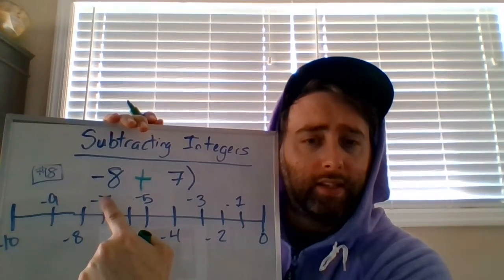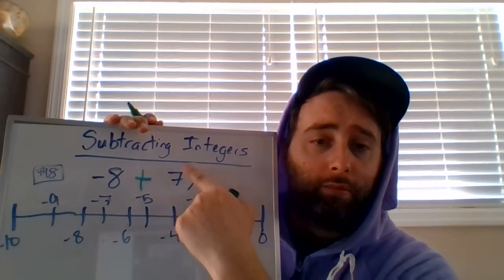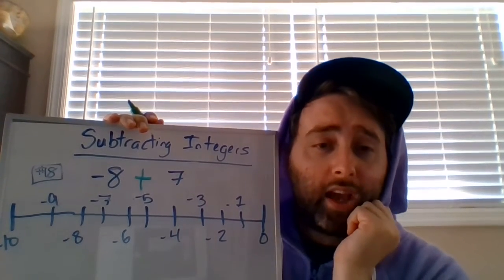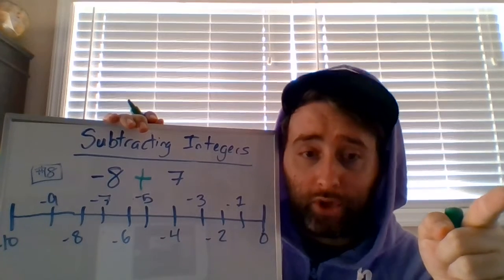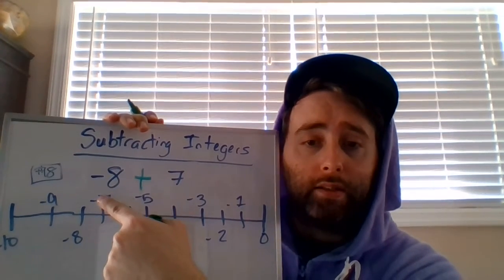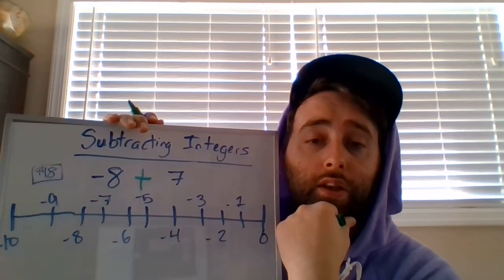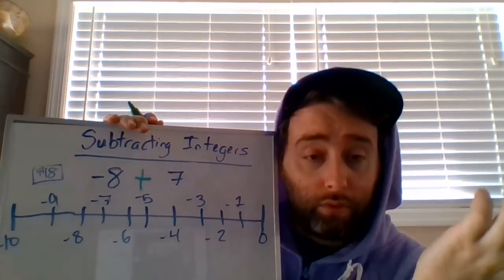Well, I have a negative 8 and I have a positive 7 now. Let me get rid of this. And I have a positive 7. So they're not the same. Different signs, we subtract absolute value. 8 and 7. The absolute values of that are 8 and 7. Sorry, negative 8 and 7. So 8 minus 7 is 1.